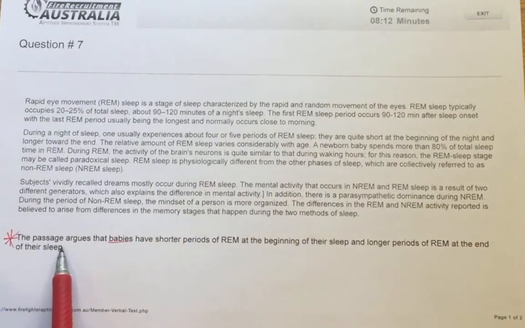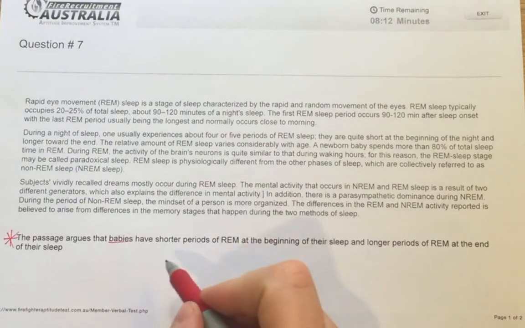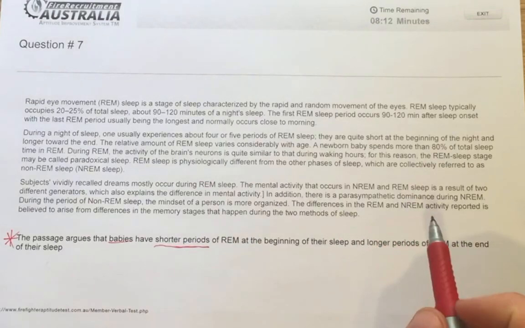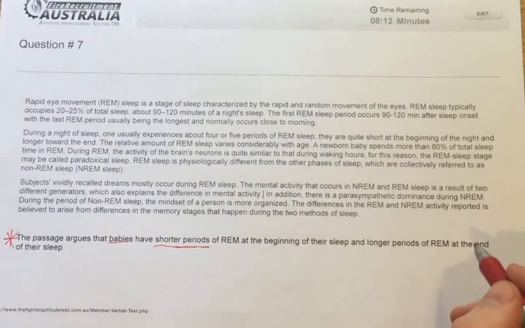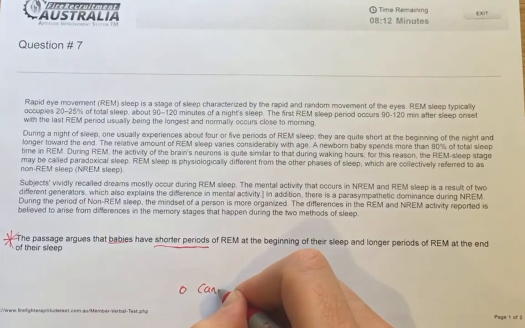Right, so the question was, the passage argues that babies have shorter periods of REM at the beginning of their sleep and longer periods of REM at the end of their sleep. It doesn't refer to them having shorter or longer periods of sleep at the beginning or the end in the passage, so that'd be cannot say.